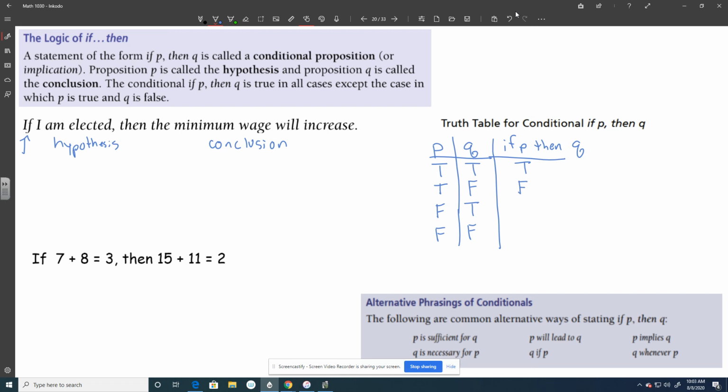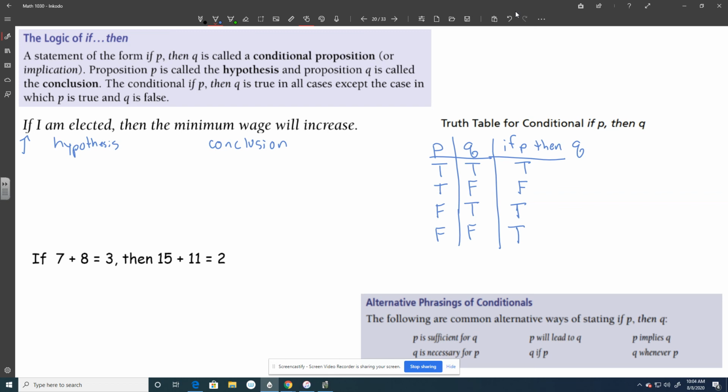Now here's where it gets a little bit complicated. Well, what if the if statement is false? What if you were not elected? Then it doesn't matter because the if part didn't happen. So in this case, you were not elected and minimum wage went up. This statement is still true because it says if you are elected. So when that if part is false, the whole statement stays true. So if you were not elected and minimum wage did not increase, that statement is still true because the if part didn't happen.